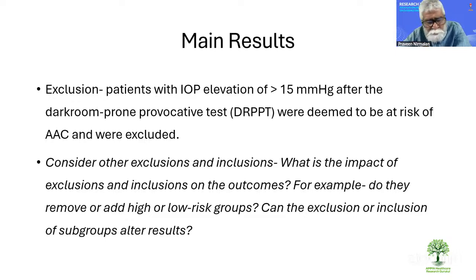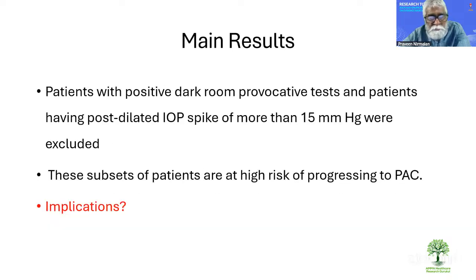So you consider the impact of exclusions and inclusions on the outcomes. Do they remove or add high or low risk subgroups? And can the exclusion or inclusion of subgroups alter results? So what are the implications of excluding people with a positive darkroom provocative test or having a post-dilated IOP spike of more than 15 millimeters of mercury? So when we look at the results, we need to look at the AAC rates, and then we say, okay, now, would it have been higher if these people were included?